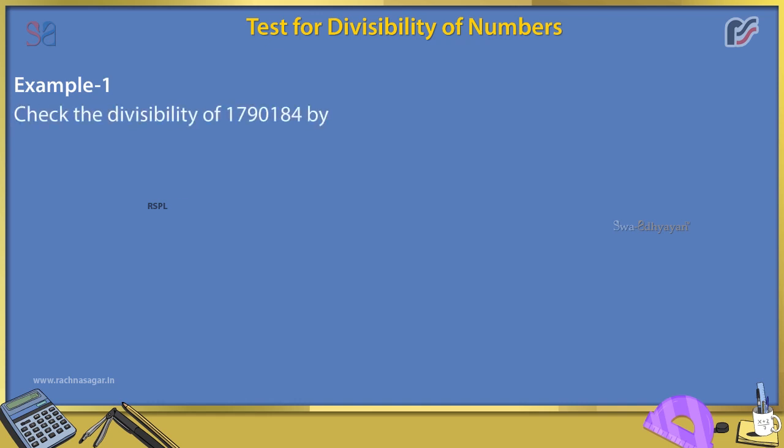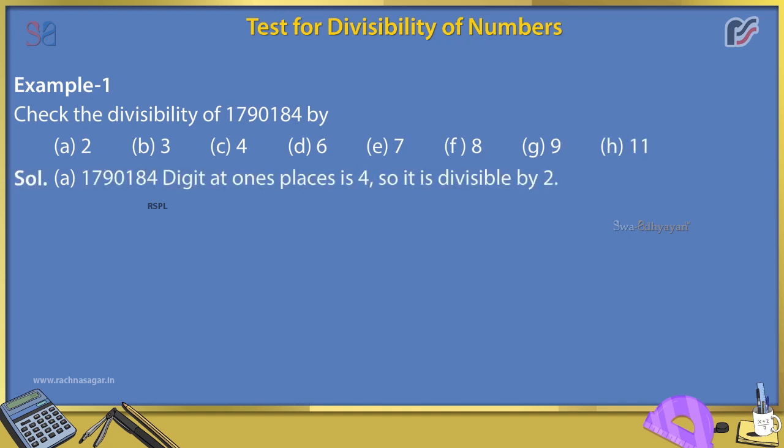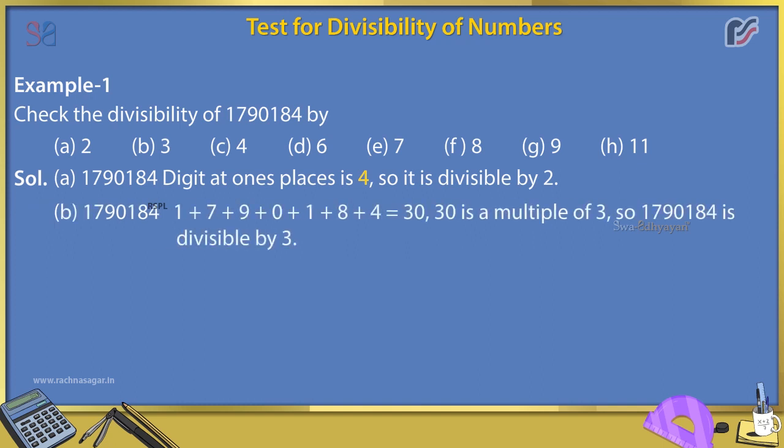Example 1. Check the divisibility of 1,790,184 by A. 2, B. 3, C. 4, D. 6, E. 7, F. 8, G. 9, H. 11. Solution. A. 1,790,184: the digit at the ones place is 4, so it is divisible by 2. B. 1,790,184: 1 plus 7 plus 9 plus 0 plus 1 plus 8 plus 4 is equal to 30. 30 is a multiple of 3, so 1,790,184 is divisible by 3.